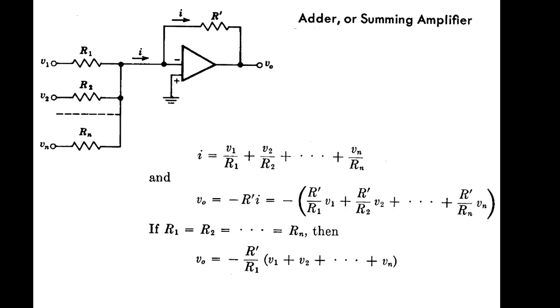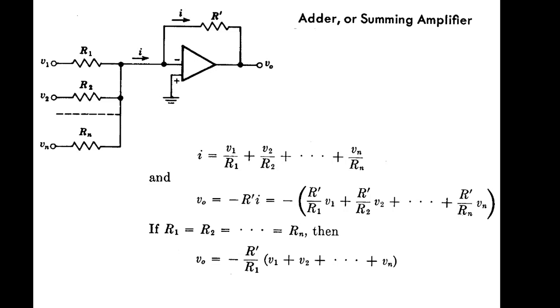This is the operational amplifier, and in this we have a negative input and a positive input, that is inverting and non-inverting inputs. Here V1 and V2 and V3 and so on, Vn are n different inputs applied across resistances R1, R2 and so on Rn.